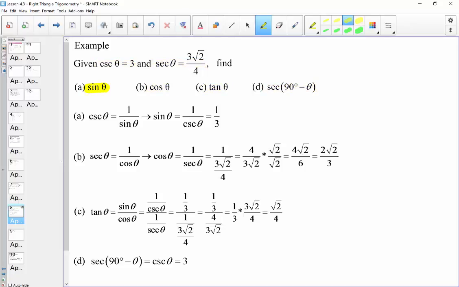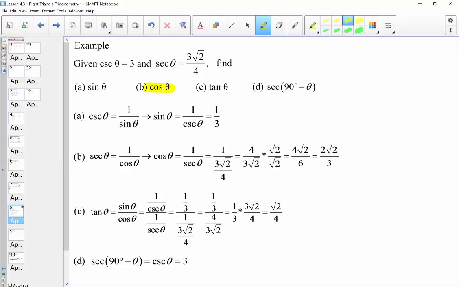Looking at the information we're given, the cosecant of theta is related to the sine of theta, so let's start there. The cosecant of theta equals 1 over the sine of theta. We know that because of our reciprocal identities. If we take the inverse of both sides of this equation to solve for the sine of theta, we get the sine of theta equals 1 over the cosecant of theta. And since we're given that the cosecant of theta equals 3, the solution is 1/3. Next, we have the cosine of theta.